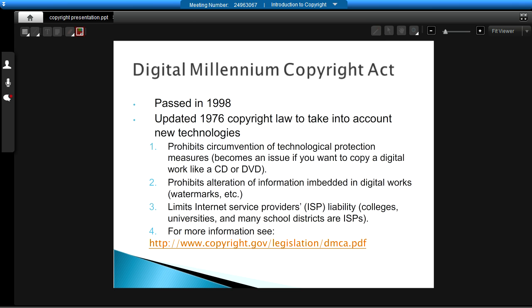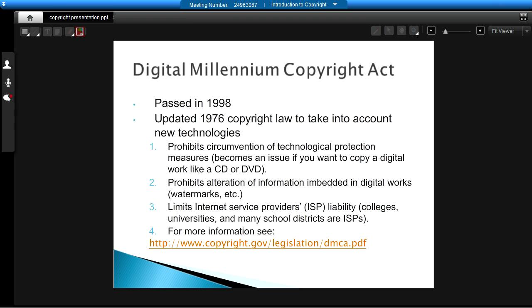Okay, the second element was, and this is pretty obvious, it prohibits the alteration of information embedded in digital works, like ownership watermarks. So you're not allowed to Photoshop out somebody's watermark on an image and then claim it as your own. And even if you don't claim it as your own, you're not allowed to remove that identifying mark.